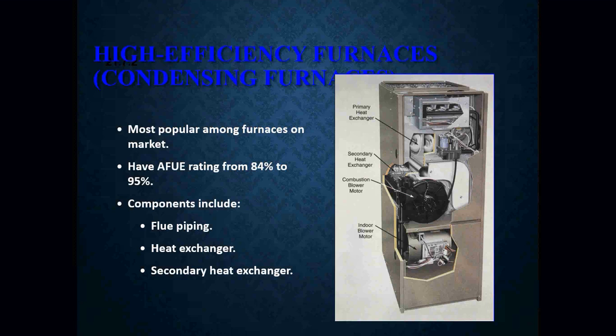High-efficiency furnaces, better known as your condensing furnaces, are most popular among furnaces on the market. Why? Because they have a high AFUE rating of anywhere between 84 to 95%. Most of the components are going to have your flue piping, your heat exchanger, and your secondary heat exchanger. These types of furnaces are very common in the market today because nowadays everything is about energy efficiency and Energy Star ratings. So you need to have a high AFUE rating in order to achieve that.